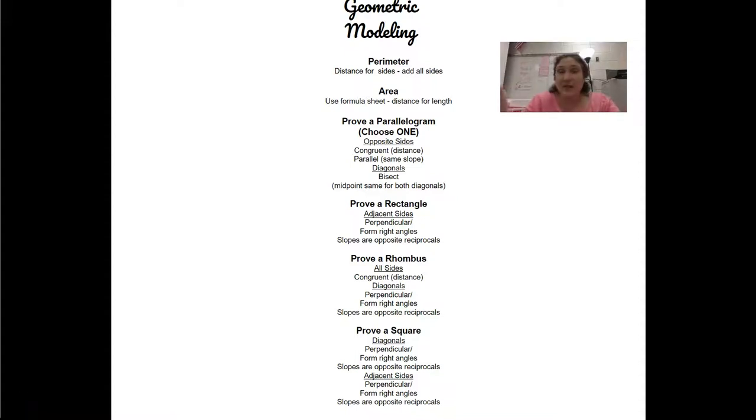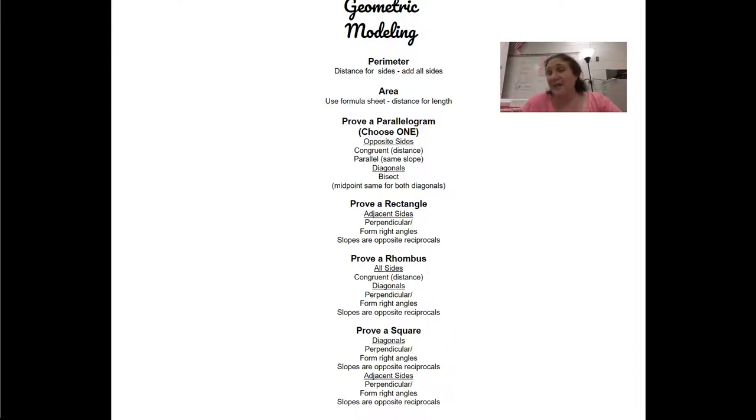Okay, now we're going to talk about geometric modeling. The main thing that you need to know is how to find, essentially, the distance formula and the slope formula. If you know the distance formula and the slope formula, you are golden. Now, the distance formula is on the formula sheet, but the slope formula is not. So you are going to have to know that piece of information.